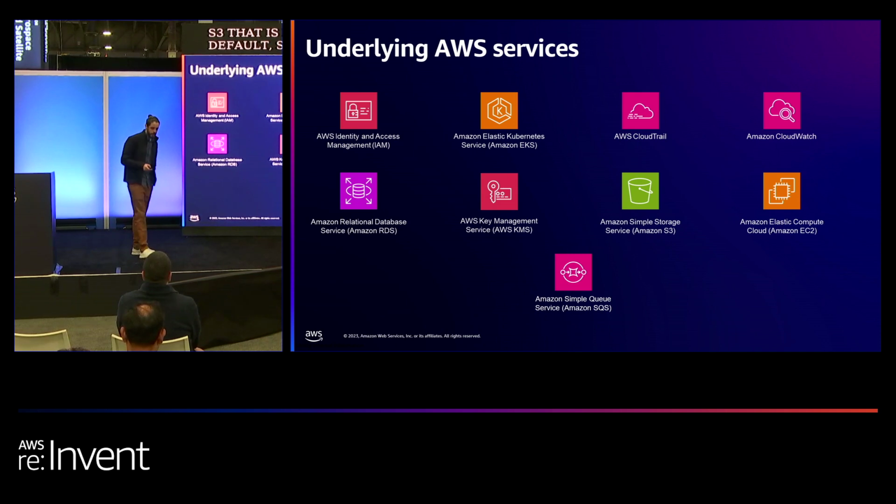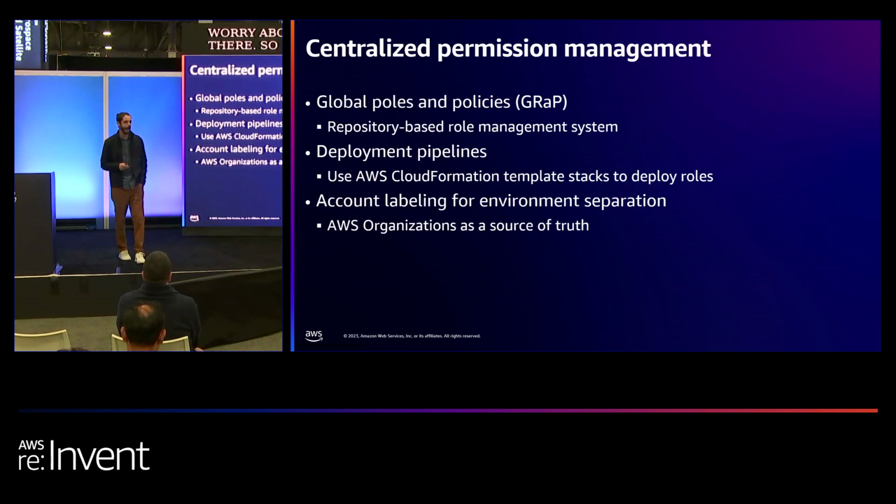So moving on to the next slide, let's talk a little bit more about IAM and the centralized permission management that we have for this particular tool. We have a concept called GRAP, which stands for Global Roles and Policies. And this is a repository-based role management system.